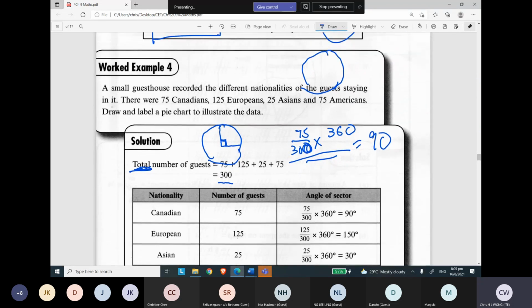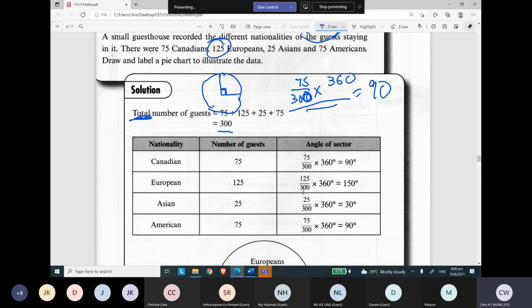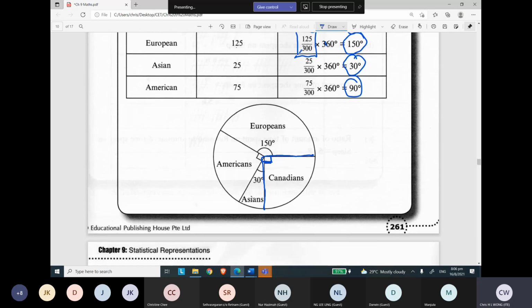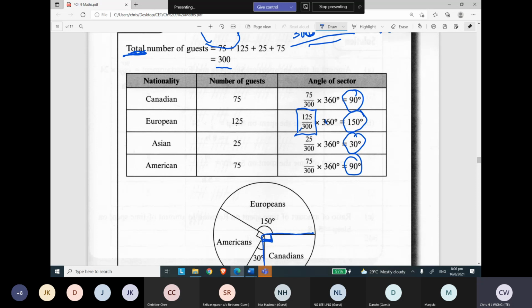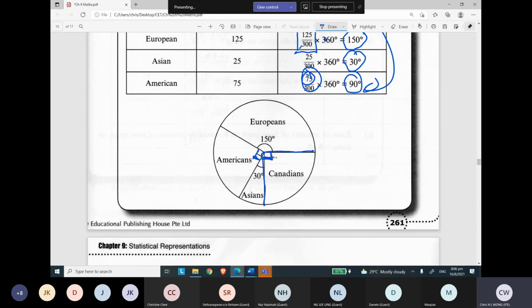How do you draw European? European, you can see it's 125, right? So you take 125 divided by the number of people in the hostel, total is 300, right? Times 360 degrees, you get 150 degrees. So this is your degree to represent your people. So you have Canadian 90 degrees, American also 90 degrees. Why? Because American also is 75. Same. So you get both 90. Notice that?